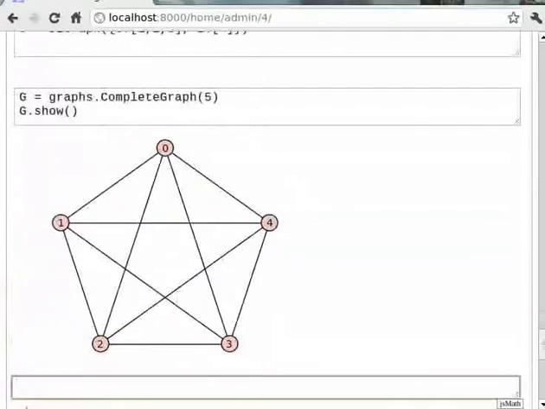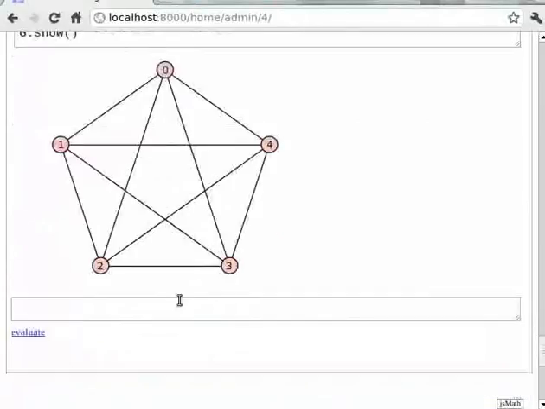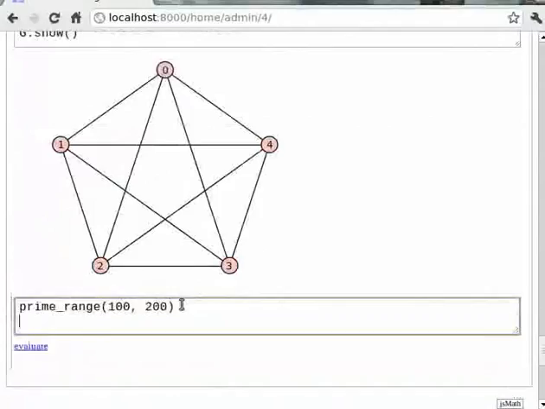Sage provides other functions for number theory and combinatorics. Let us have a glimpse of a few of them. So prime_range gives primes in the range 100 to 200. So you can type prime_range(100, 200).